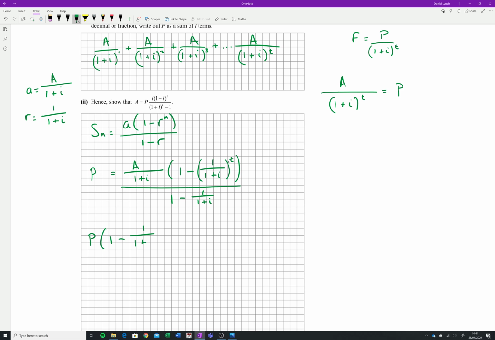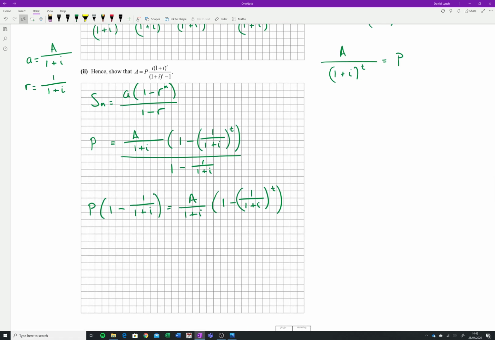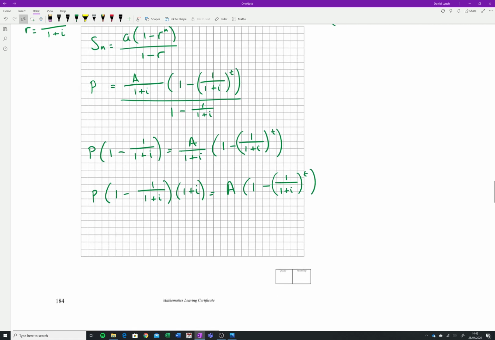Multiply both sides by this number that I'm writing down now. It's equal to A over 1 plus I, and here we have 1 minus 1 over 1 plus I to the power of T. Remember we're looking for A equals. It strikes me off the top of my head that a good thing to do here might be to say P times 1 minus 1 over 1 plus I, that thing times 1 plus I is equal to A times 1 minus 1 over 1 plus I to the power of T. Okay, and now we have that A is equal to P times 1 minus 1 over 1 plus I times 1 plus I.